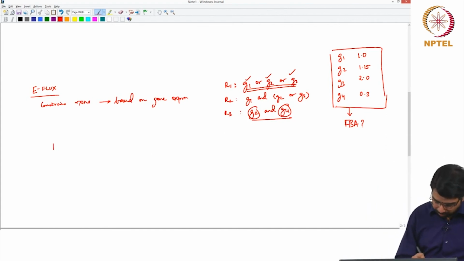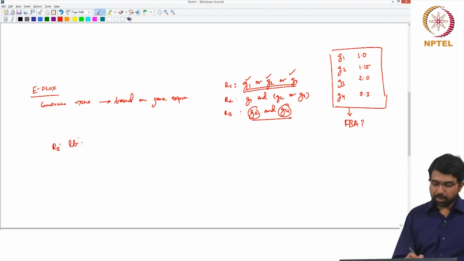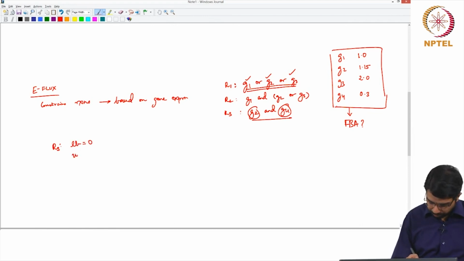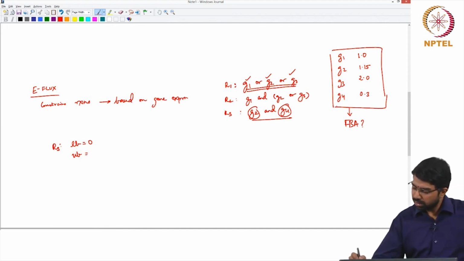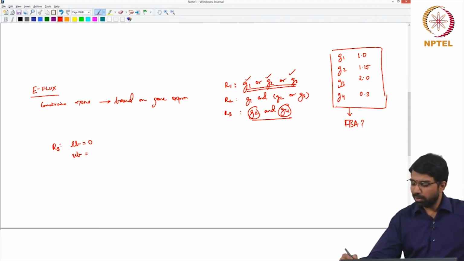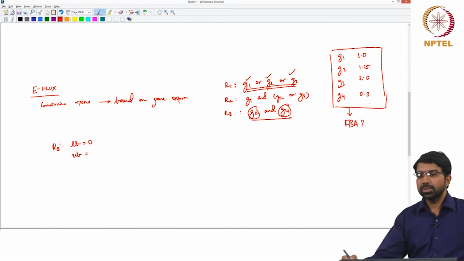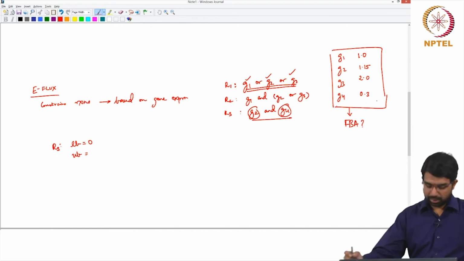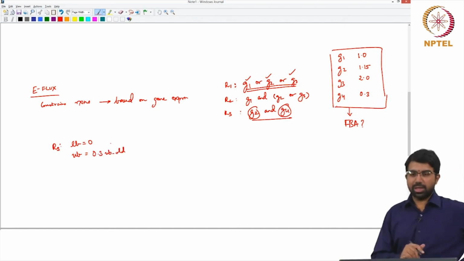So, now for R3, the lower bound and upper bound have to be changed. Actually the lower bound we will keep as 0, and the upper bound will be scaled by these two genes, which are G2 and G4. So, it is 1.15 and 0.3, which is going to be limited to 0.3. You can say it is 0.3 of whatever was there previously.